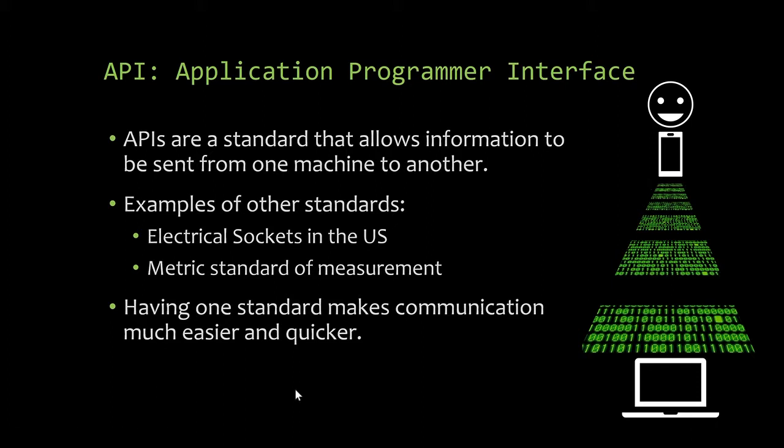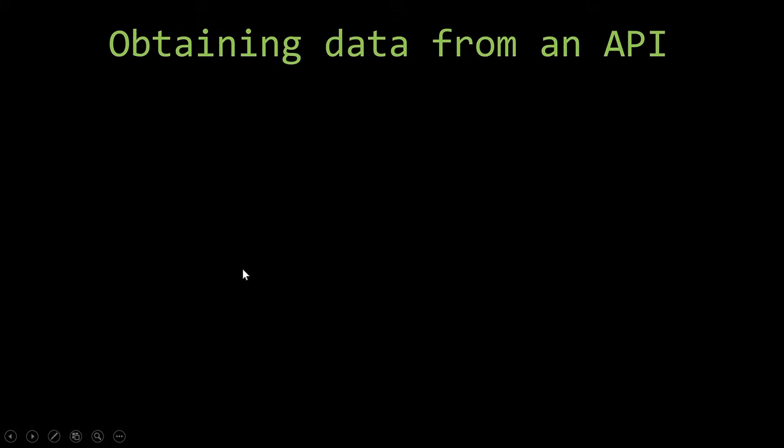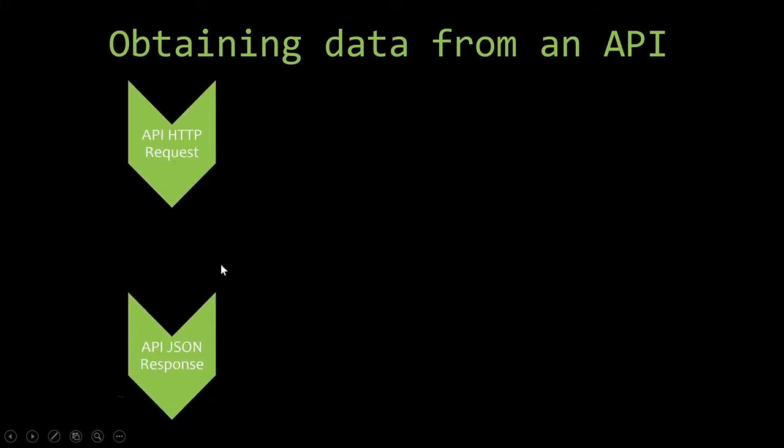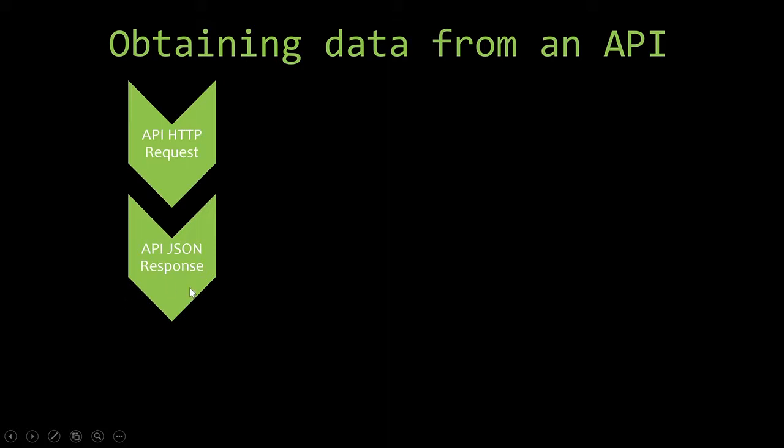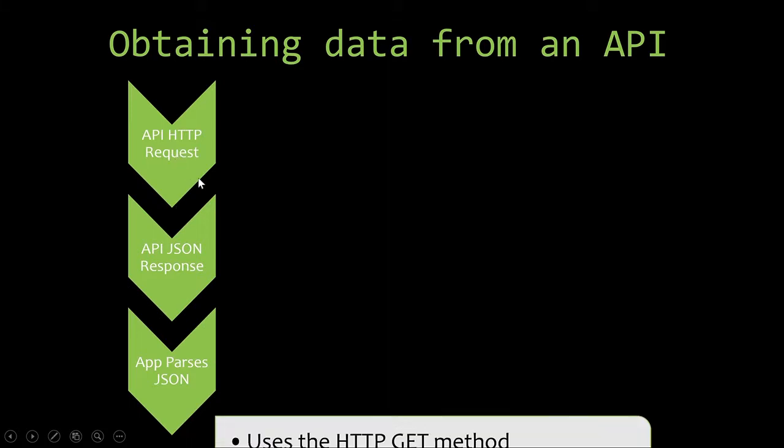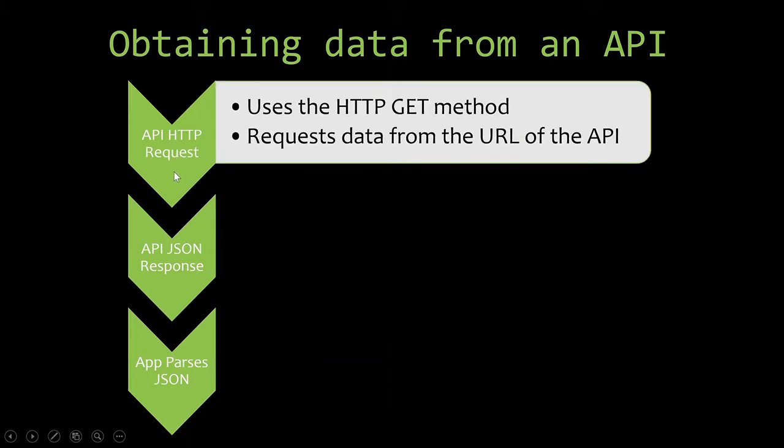So let's take another look more closely at the actual process that's going into the API. The way that it works is first we're going to have an API HTTP request, then we're going to get an API JSON response, and then we're going to have to parse that JSON in order to get the information that we want.